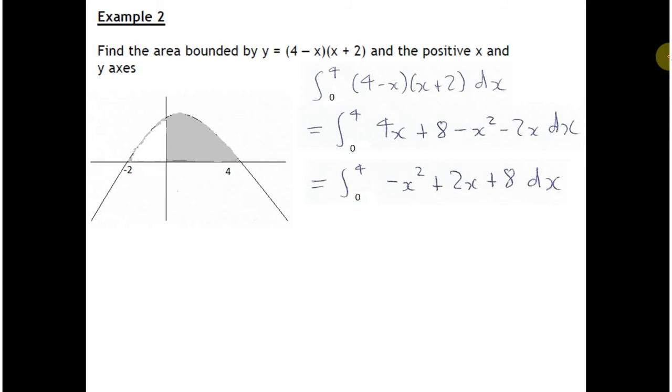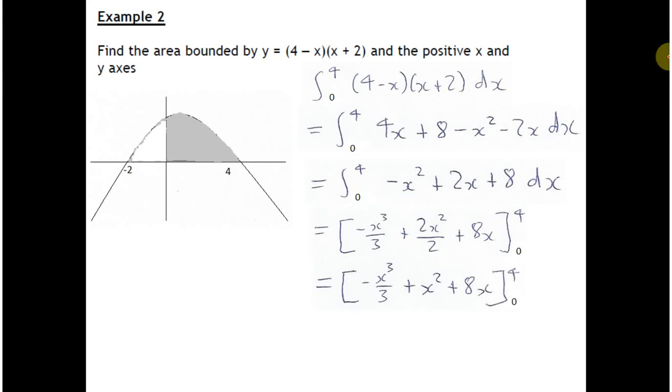So integrating term by term, minus x squared, increase the power by 1, we get x cubed, divide by the new power, divide by 3. 2x, increase power by 1, 2x squared, divide by new power, divide by 2. And plus 8, a constant, integrates to plus 8x. 2 divided by 2 is 1, so the middle expression simplifies to x squared. So we end up with the integral being minus x cubed over 3 plus x squared plus 8x, taken between 4 and 0.